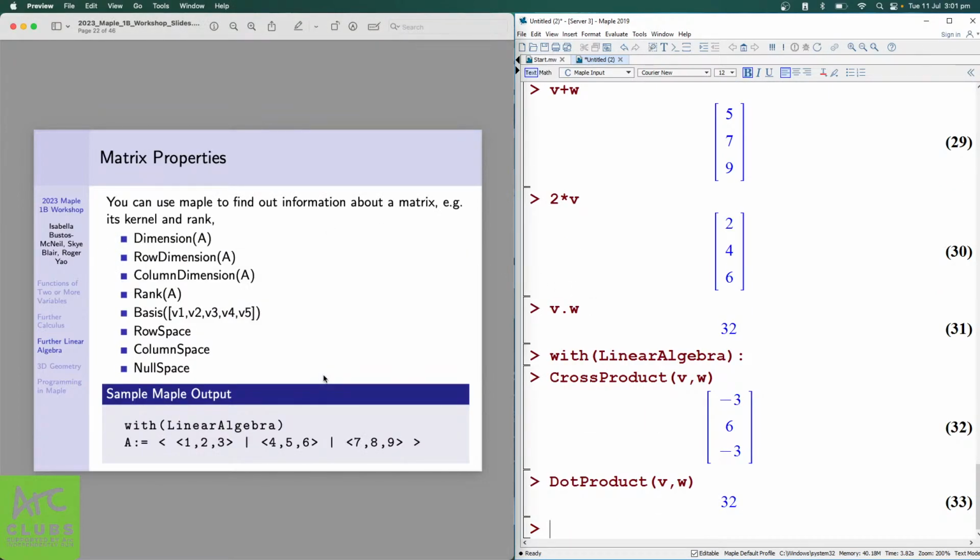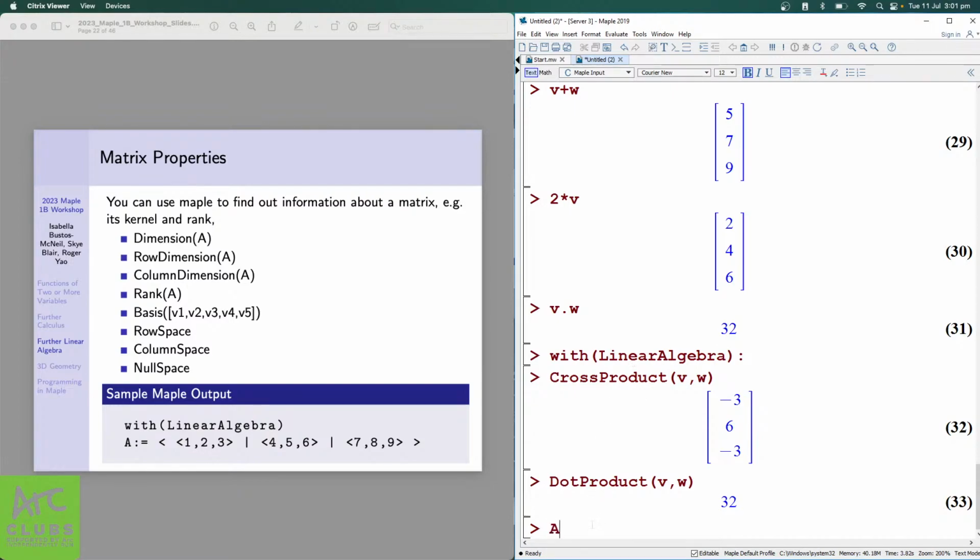Okay. We can also use Maple to find out information about a matrix, for example its kernel and rank. So we can use functions like dimension, row dimension, column dimension, rank, basis, row space, column space, and null space. And we always have to remember that we need the with linear algebra to start off with. So for example, we've got our with linear algebra up here.